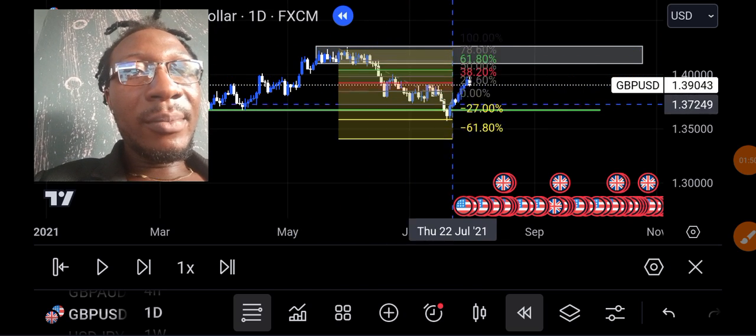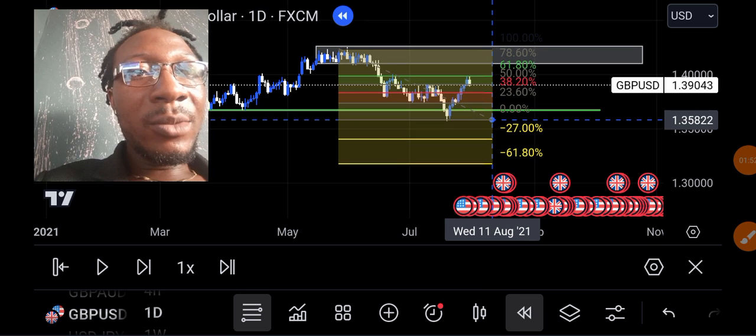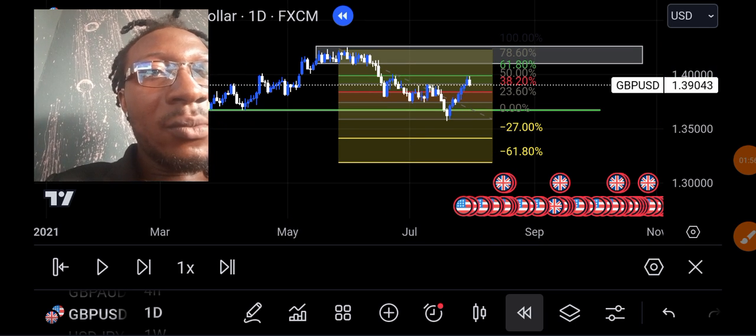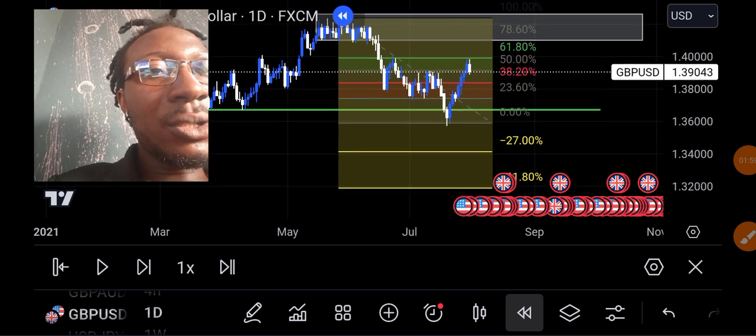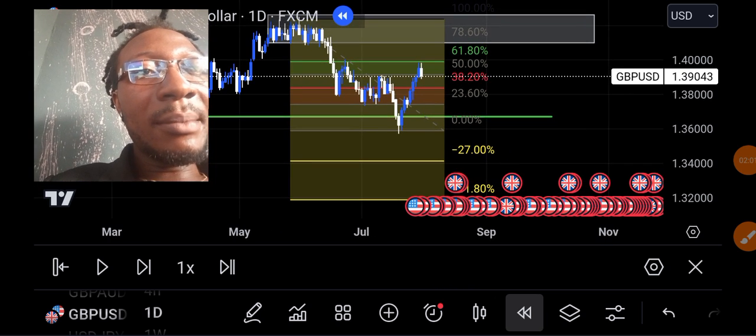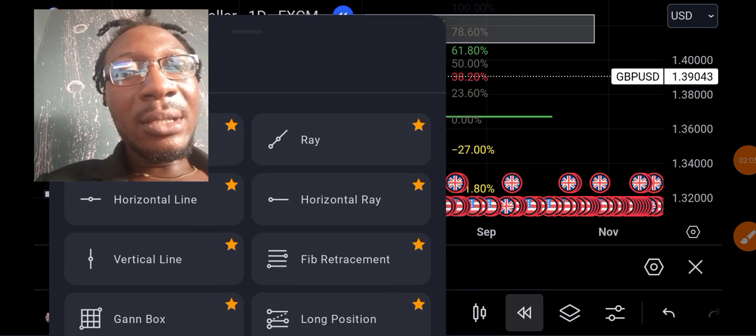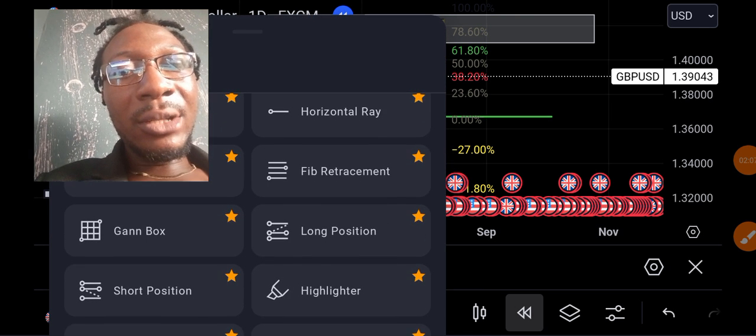So we draw it from the most recent swing high to the most recent swing low, and you see at 61.8 we had a touch. Okay, price actually tapped 61.8. So what do we do? We get our entry. All right, we look for a short entry.